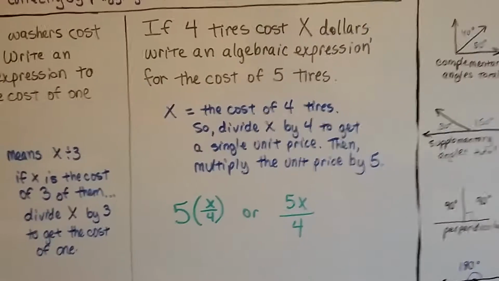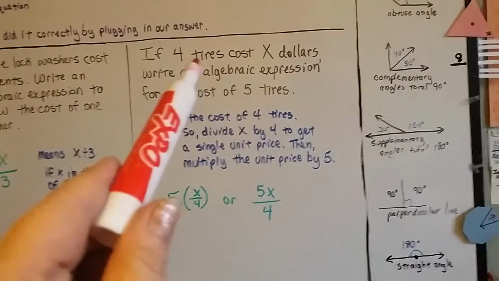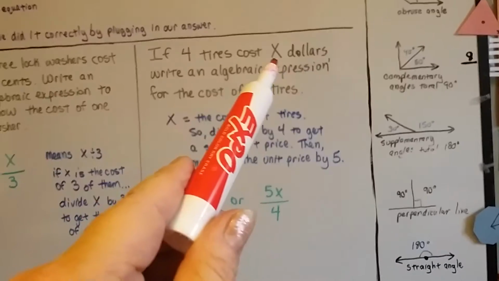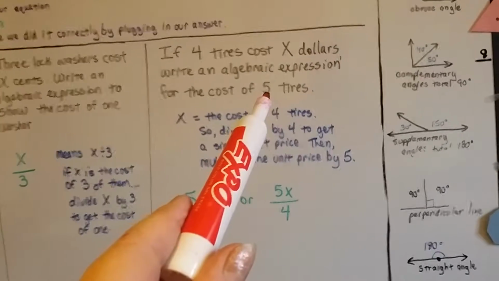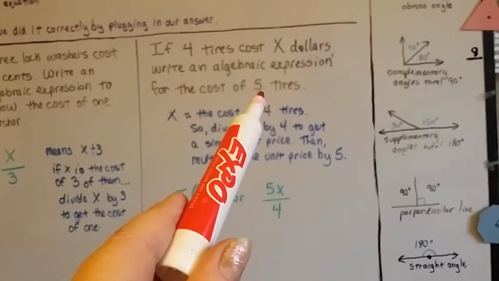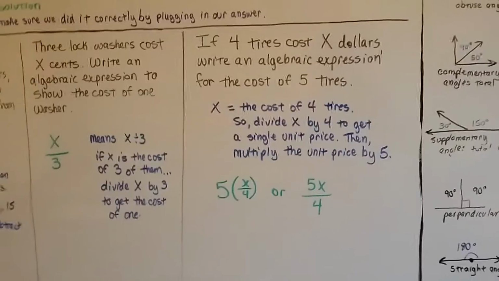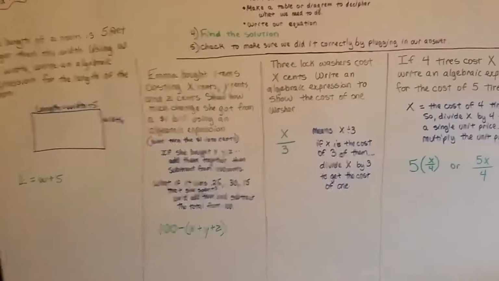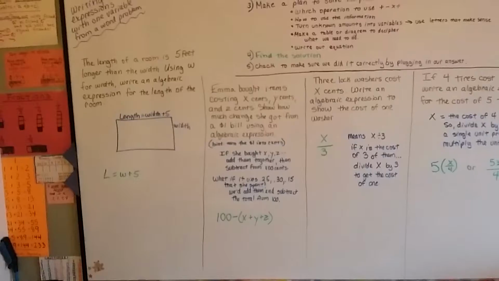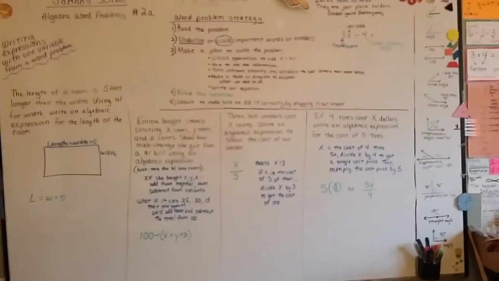But do you get what we're doing? We're finding the price of one of them by dividing x into 4 equal parts. Now we know what 1 costs. Now we can multiply that 1 by 5, and we'll know the cost of 5 of them. See? All right. We're going to keep plugging. We're going to keep figuring out how to write these algebraic expressions. You're going to become a pro.